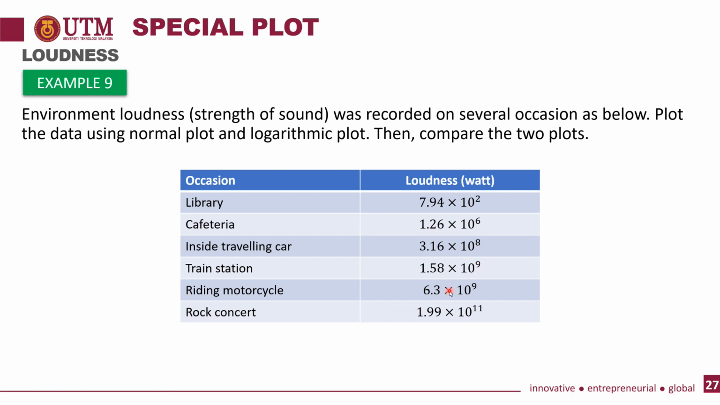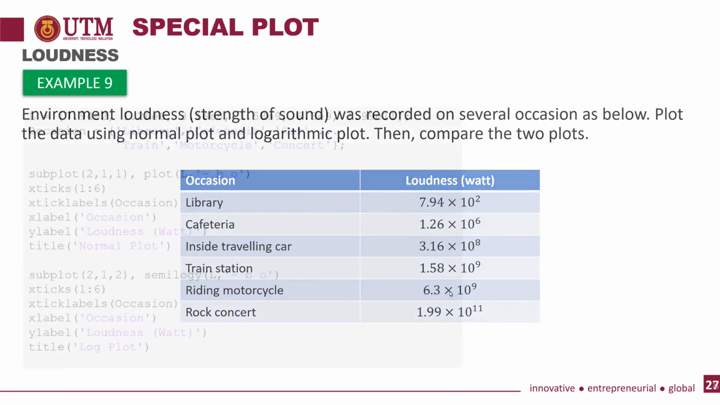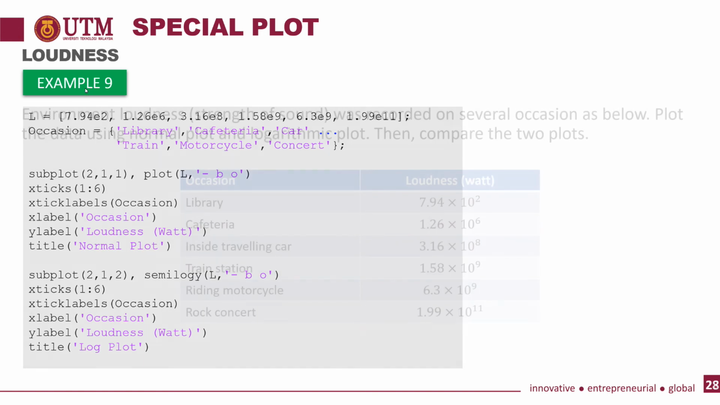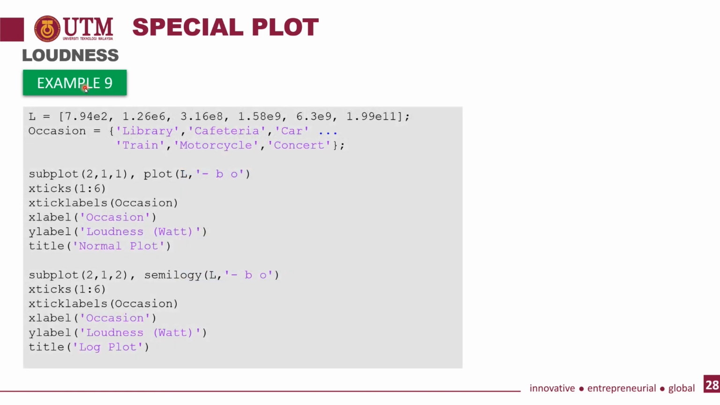Okay, so that's why we are using logarithmic plot. All right. So this is how we are creating a logarithmic plot. This is a variable L with the exponents of 2, which is actually 10 to the power of 2, 10 to the power of 6, 10 to the power of 8, 10 to the power of 9, and 10 to the power of 11. So you initialize the variable here because each variable represents each area inside the table that you see here.